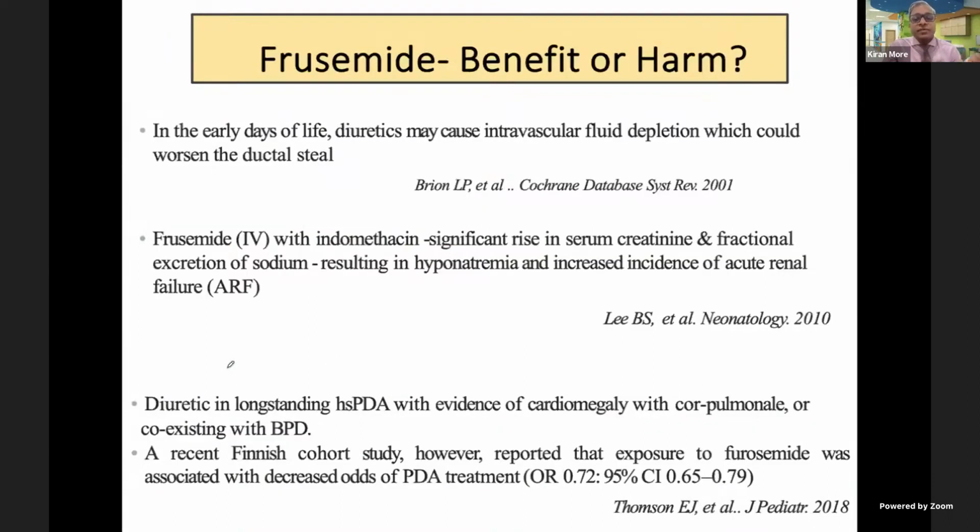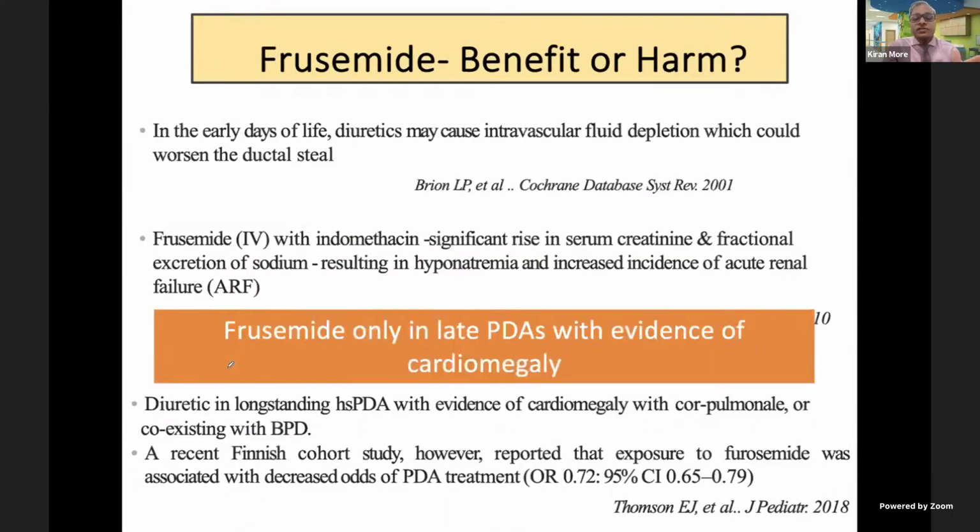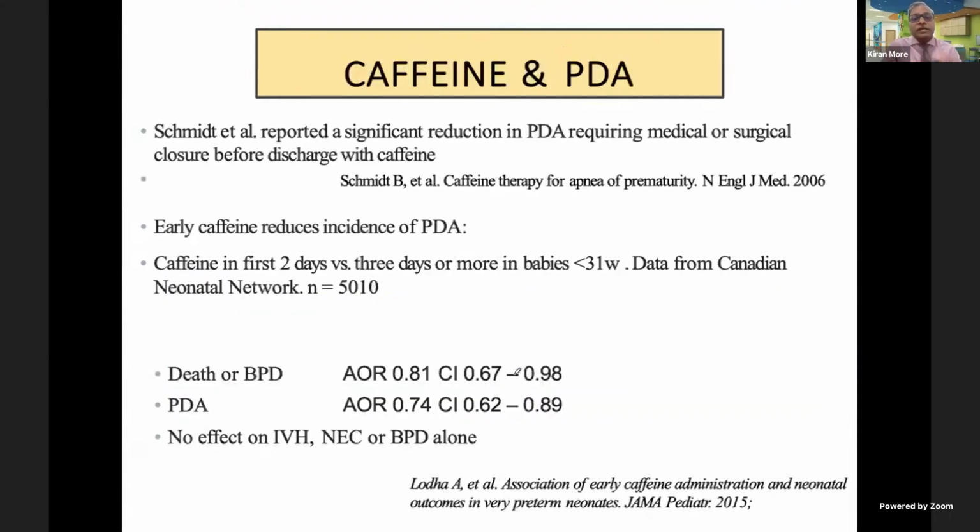Next is furosemide, benefit or harm. So in early days of life, no need of this. Furosemide is only given in late PDAs, only with evidence of cardiomegaly. Routine diuretics in the first week of life is probably not required. You are exposing to side effects of the drug without much benefit on the PDA.